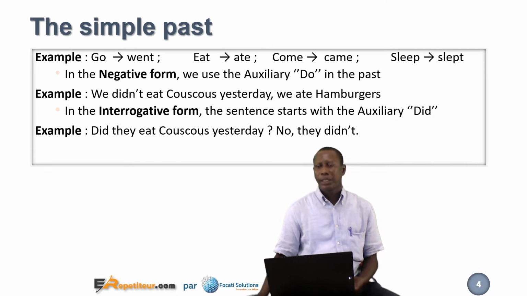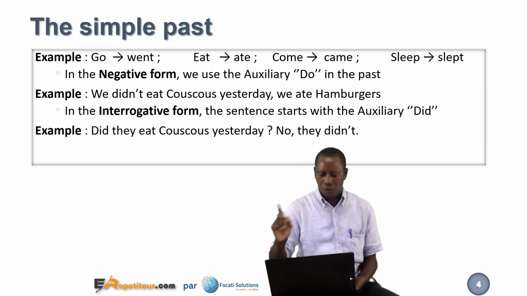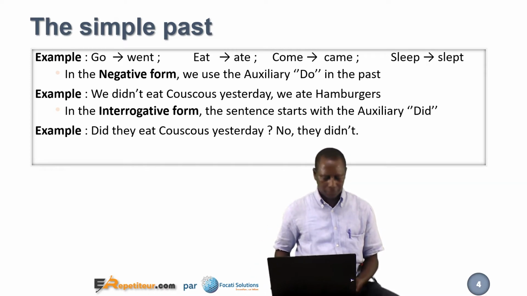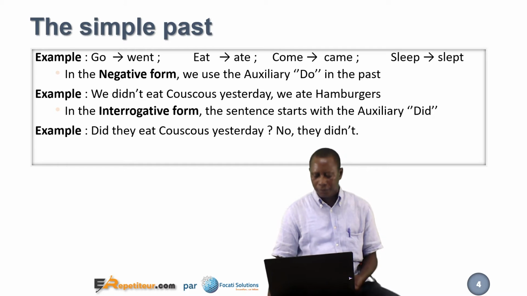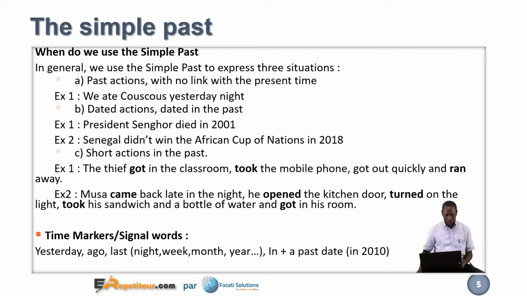Now, in the negative form, we use the auxiliary do in the past. Example, we didn't eat couscous yesterday. We ate hamburgers. In the interrogative form, the sentence starts with the auxiliary do. Example, did they eat couscous yesterday? No, they didn't.